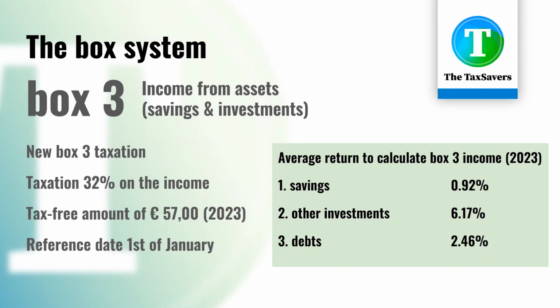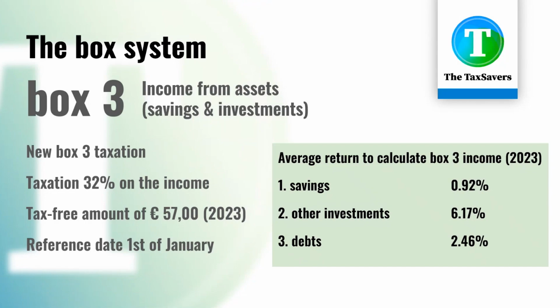So unlike many other countries, we don't have a capital gains tax system in the Netherlands. You won't be taxed on the actual change in valuation, but rather on a hypothetical yield, which is fixed per category. These hypothetical yields get applied to the value of your assets on the reference date, which is January 1st of the tax year. The hypothetical yields in 2023 are as follows. For bank and savings, it's 0.92%. For other investments, it's 6.17%, and for debts, it's 2.46%. In this category, other investments include shares, cryptocurrency, and property.